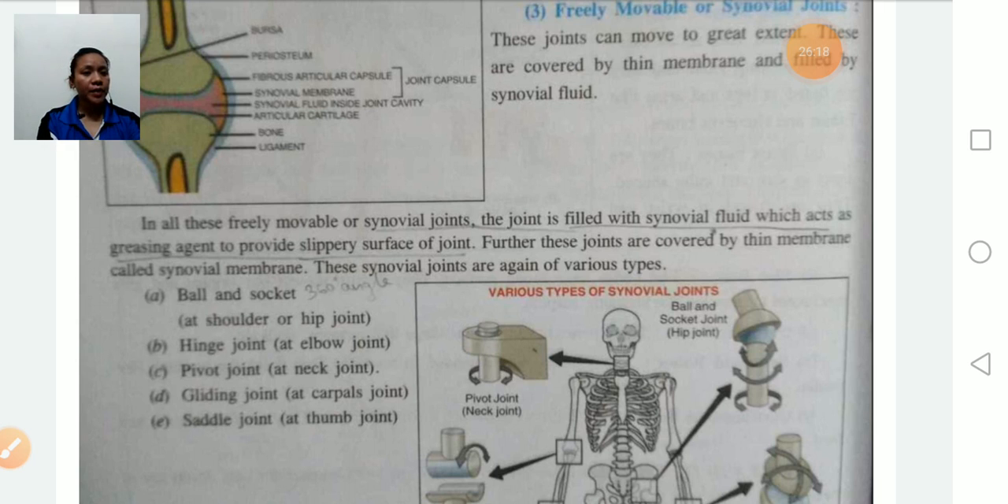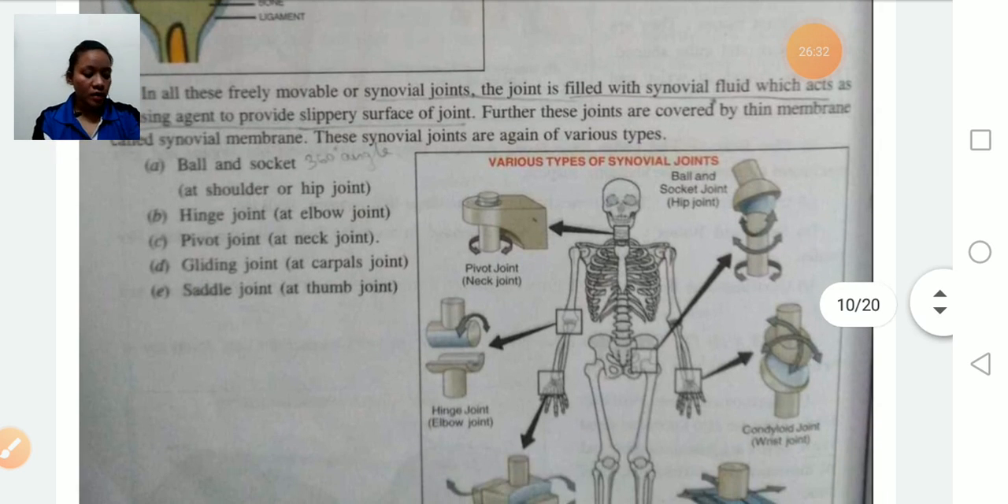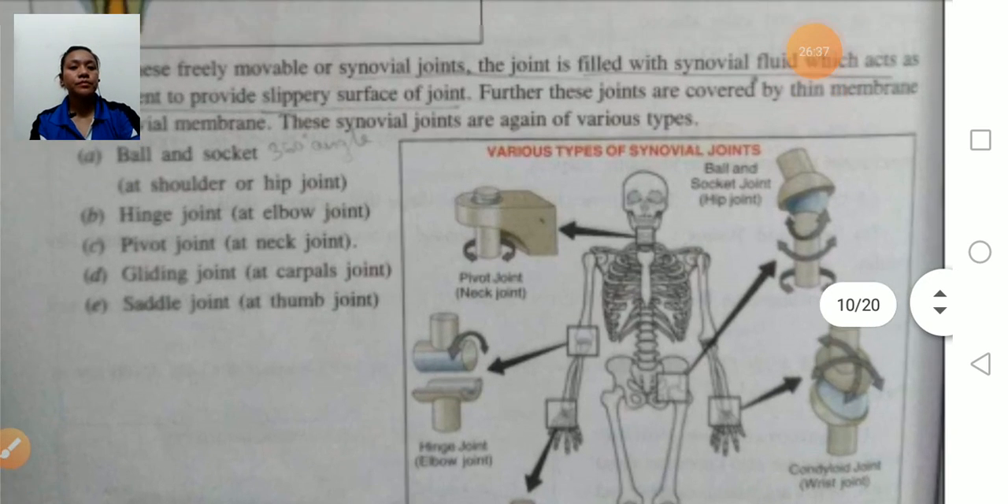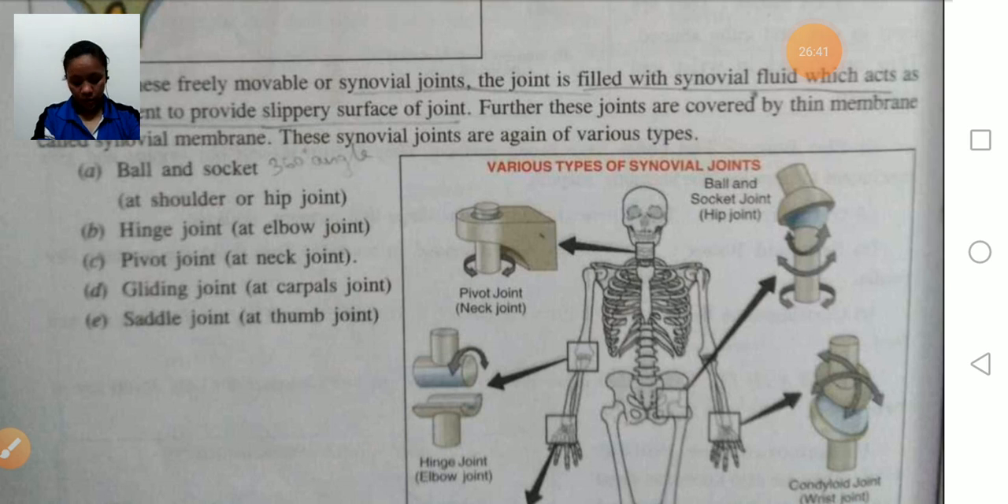Further, these joints are covered by thin membranes called synovial membranes, and there are six types of joint: ball and socket joint, hinge joint, pivot joint, gliding joint, saddle joint, and condyloid joint. The ball and socket joint is present at the shoulder or hip. Ball and socket joint provides 360-degree movement.